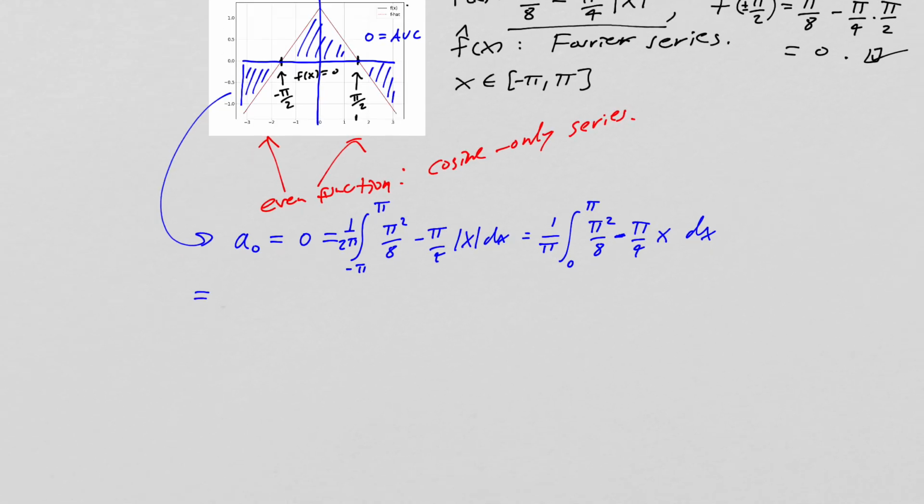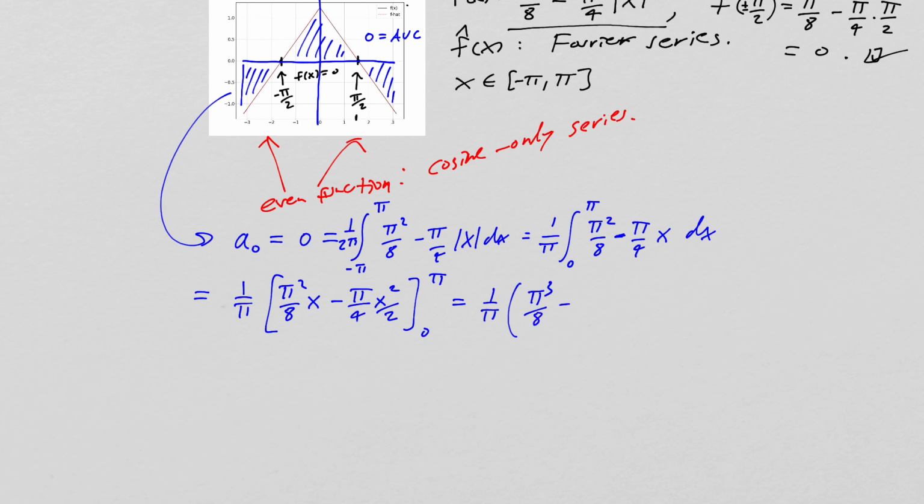And it's quite easy to see here that the antiderivative of this function is pi squared over 8 times x, minus pi over 4 times x squared over 2. Then we evaluate it from 0 to pi, and we end up with what is very clearly 1 over pi times pi cubed over 8 minus pi cubed over 8, and we get 0. So that verifies that the first Fourier coefficient is 0.